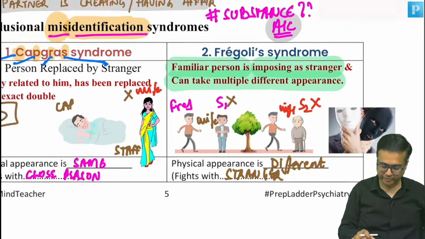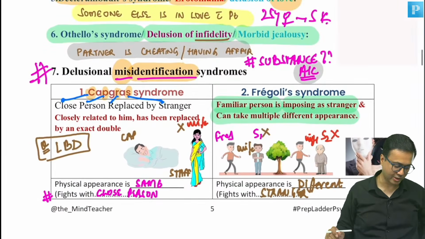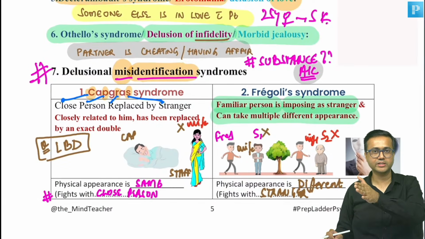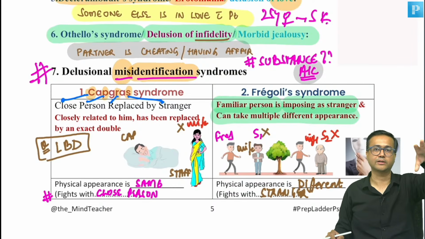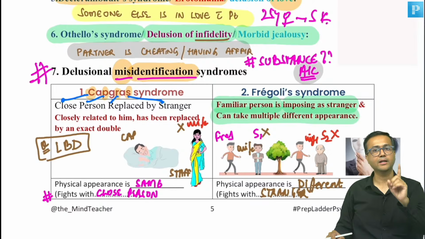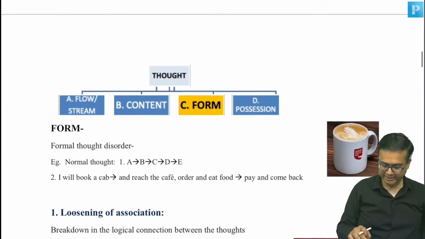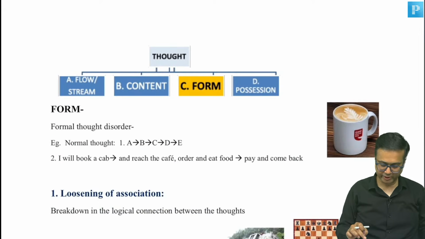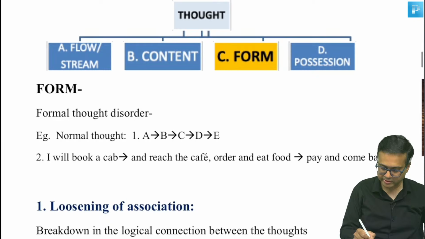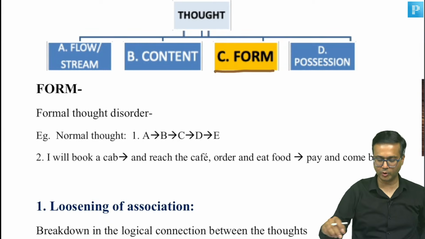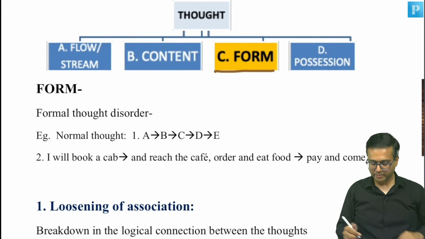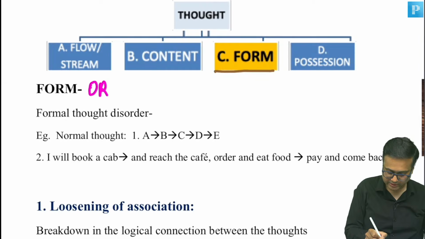So we have covered a very important topic, that is delusion. They have also asked a question like this. They will give you a clinical scenario in which they will give you multiple delusions in the question. You have to identify all the delusions. So please see all the options carefully and then answer. Let's now discuss the next important domain of thought, beta, that is form. So let's now talk about the abnormalities of form. Beta, form means organization.